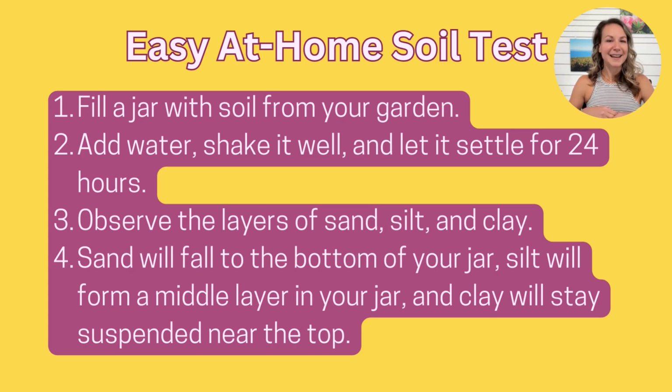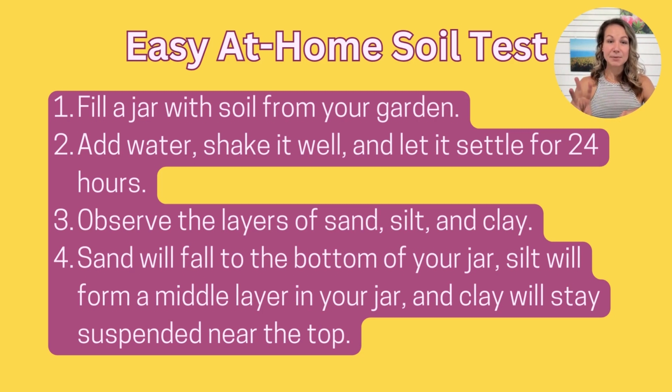Step 2, add water and shake. Fill the jar with water, leaving about an inch of space at the top. Screw the lid on tightly and shake the jar vigorously for a minute or two to thoroughly mix the soil with the water. This process breaks up soil clumps and allows the particles to suspend in the water.